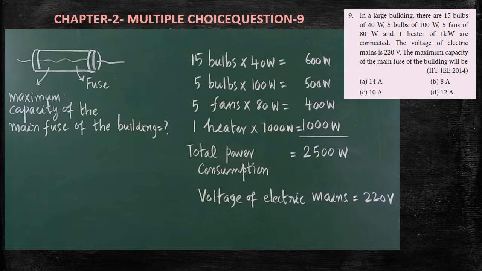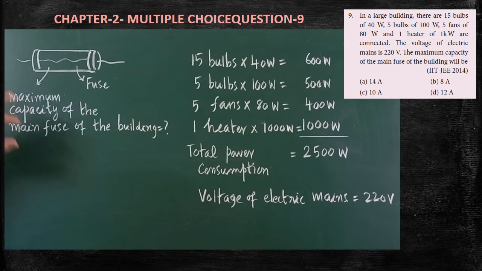These appliances are connected to a voltage supply of electric mains, 220 volt. That is the voltage which is applied to all the electrical appliances. We know the purpose of using the fuse carriers. For the entire building they are using a main fuse, and you are asked to calculate what would be the maximum capacity of the main fuse. It means that you are asked to calculate the I value.